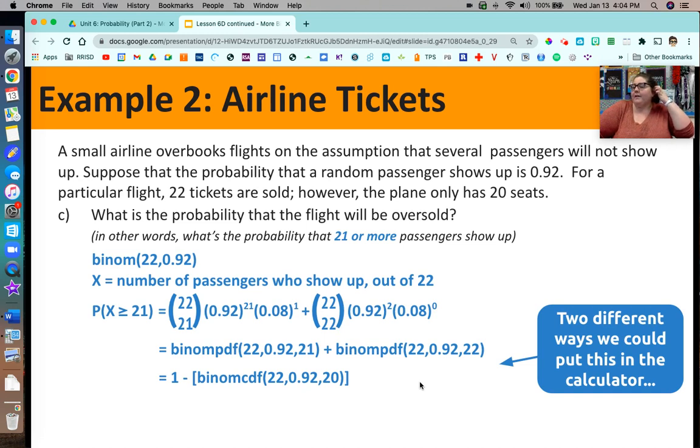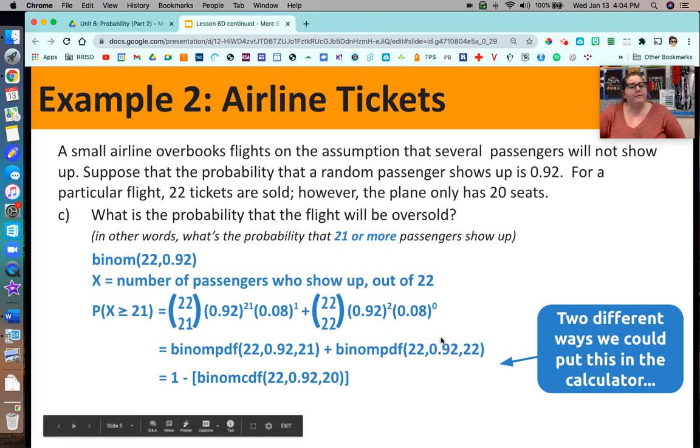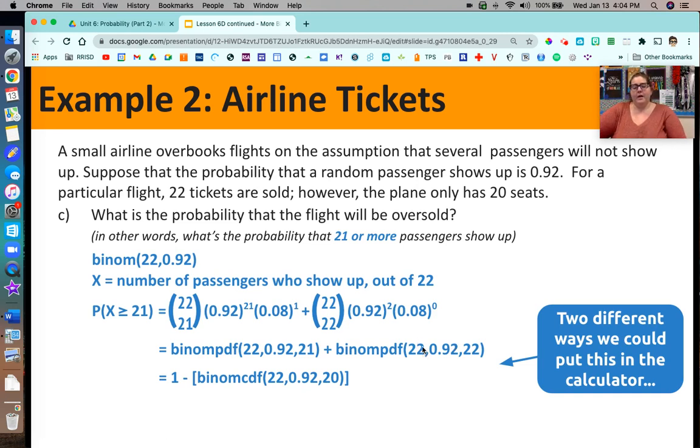But think about if I were dealing with a much larger number of trials or a much larger number of successes. I may not want to do binom PDF that many times to find that greater than or equal to probability. So the other way is to think backwards. On part B, we found the probability that 20 or less show up, so that we'll have enough seats for everybody who shows up. That was 20 or less.